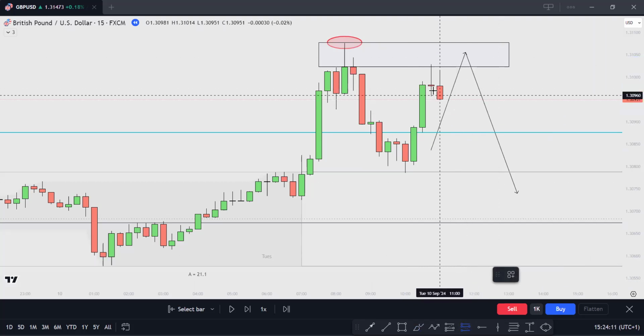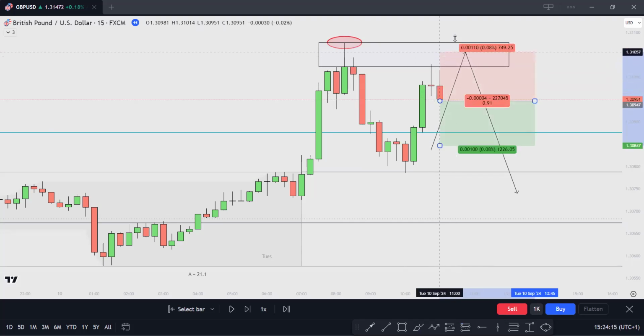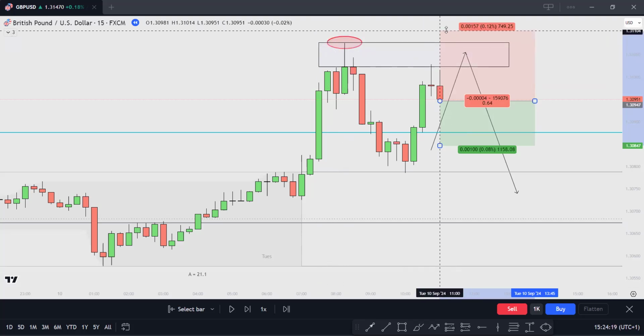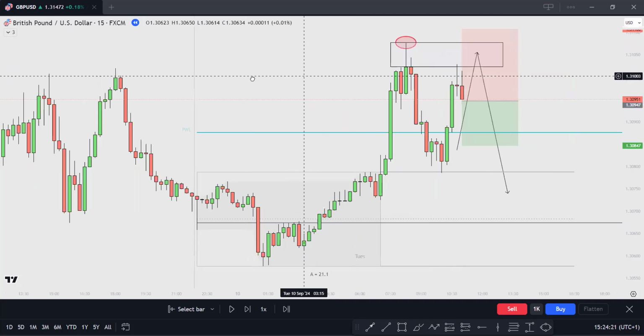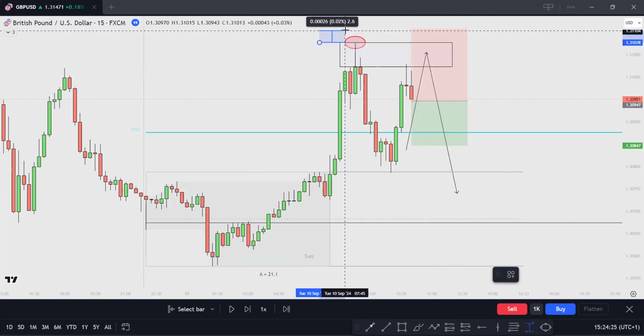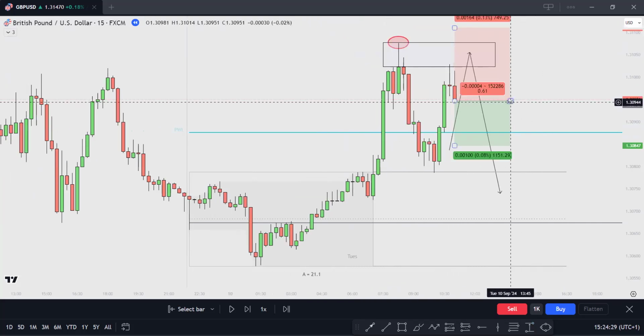So all I have to do is wait for the red candle to close. Once it closes, I enter here, put my stop loss above. Stop loss is always above the high of the day. So I put my stop loss above the high of the day like this, a few pips away. Let's see how many pips this is. So something like this, right?